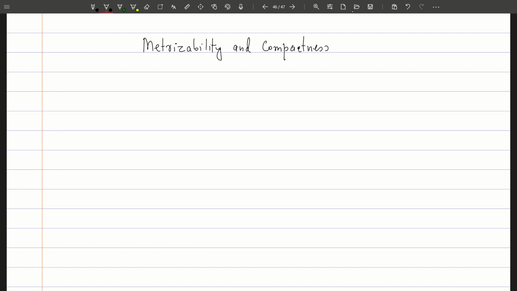In this lecture, we will discuss that the various forms of compactness are equivalent when the space is given to be metrizable. But before that, we'll prove a short lemma.